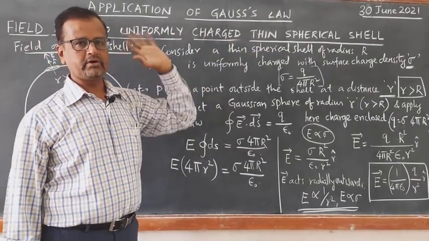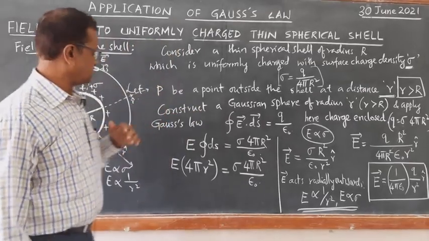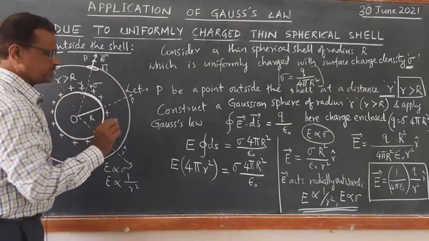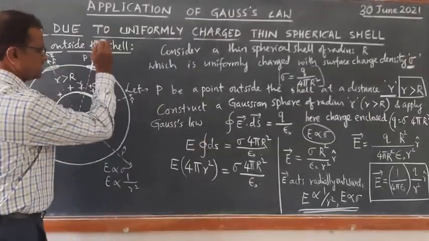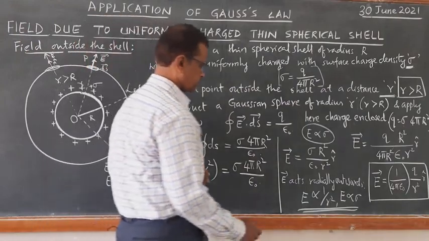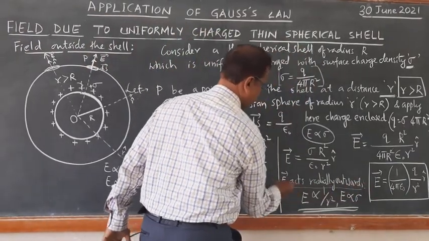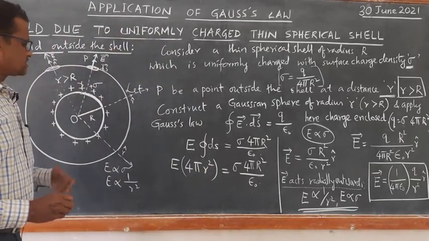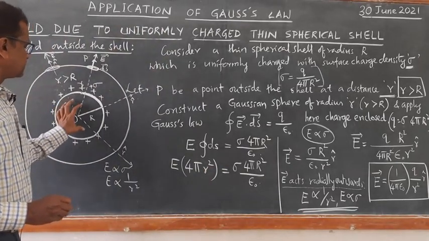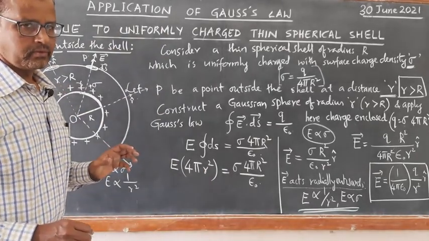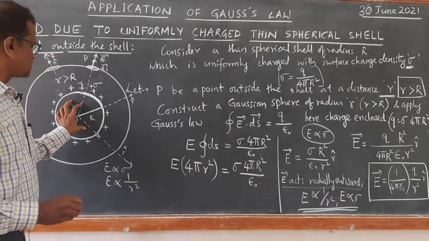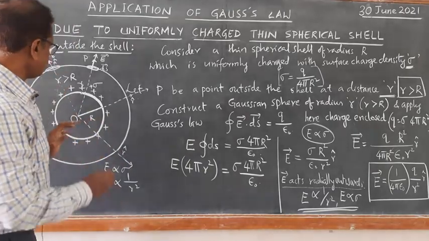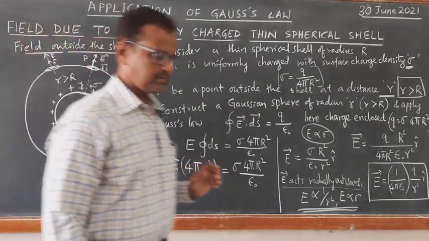So, the electric field is not uniform, but it is radially outwards, and at every point on this Gaussian sphere, the electric field is constant and radially outwards. So, you can say the electric field acts radially outwards. Okay, this is the conclusion. Now, in the second case, let us find the electric field inside the shell. What happens to the electric field inside the shell at a small distance, let us say r, inside the shell? Let us find out.